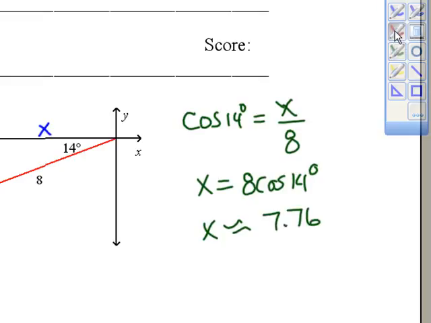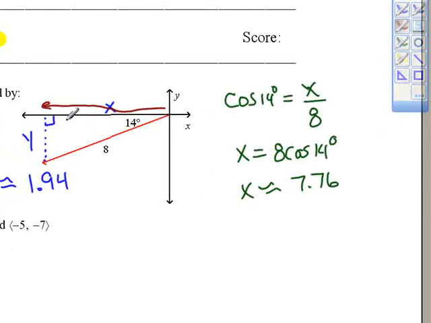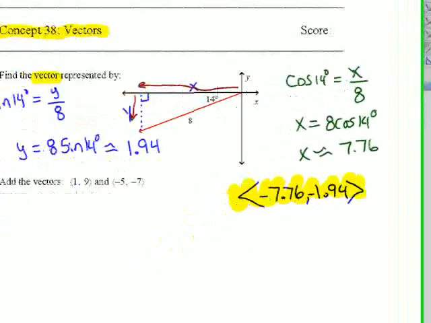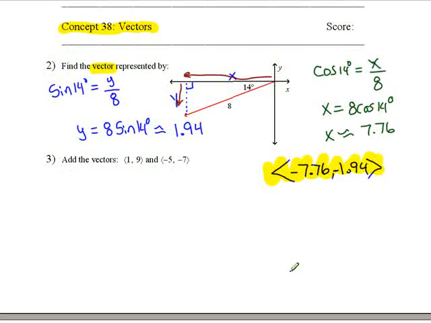But notice that both these values are negative values. The x is going to the left, right? That's usually a negative value. And the y is going down, that's a negative value. So our final answer needs to represent that direction. We're going left 7.76, and we're going down approximately 1.94. Now if you rounded this off to the tenth, that's okay, because it didn't say where to round. We ought to have the negative there on the 1.94. So our final answer would be negative 7.76, comma, negative 1.94.